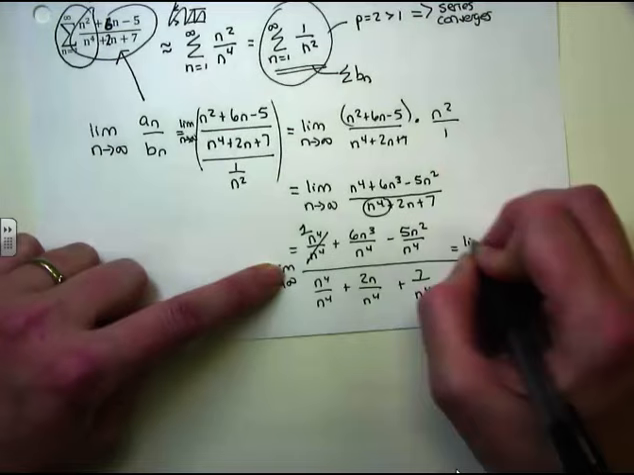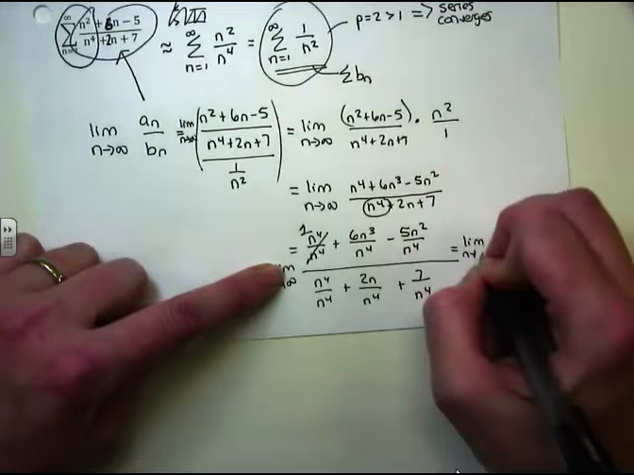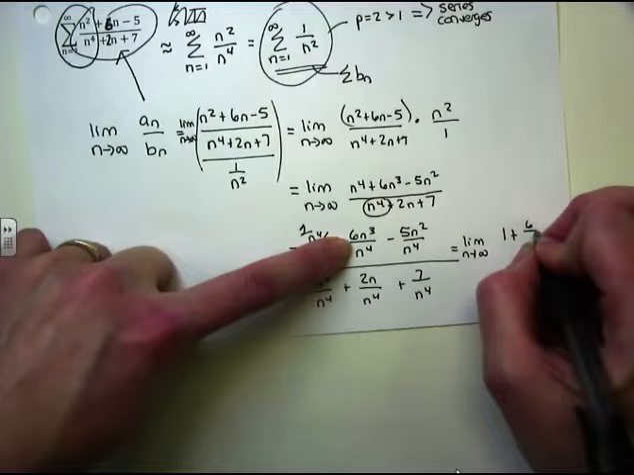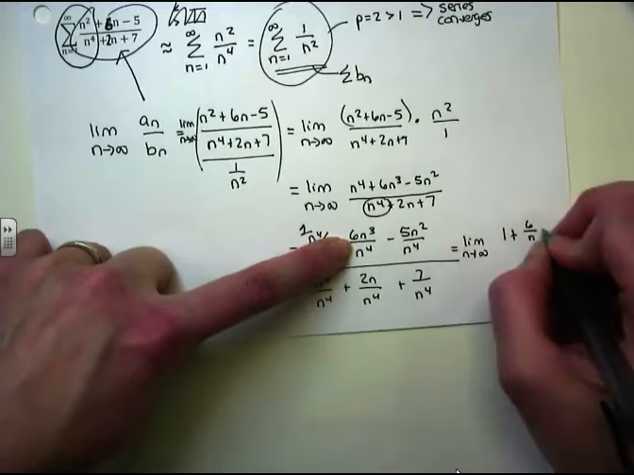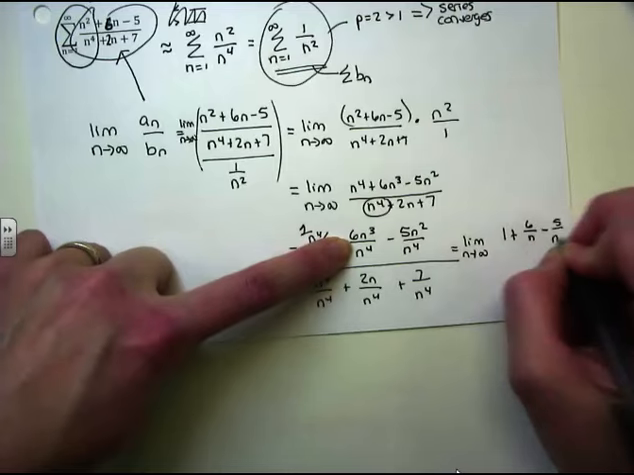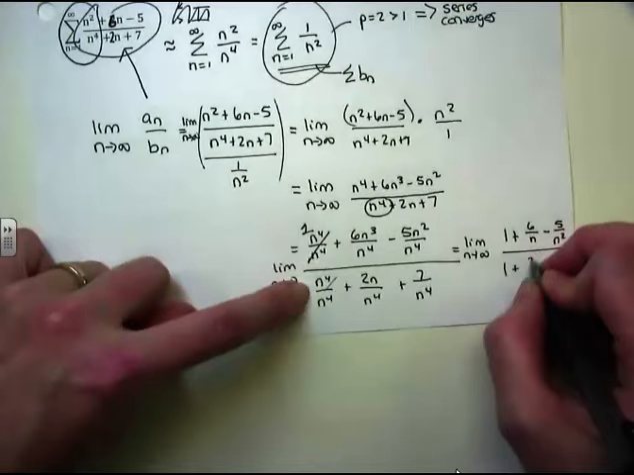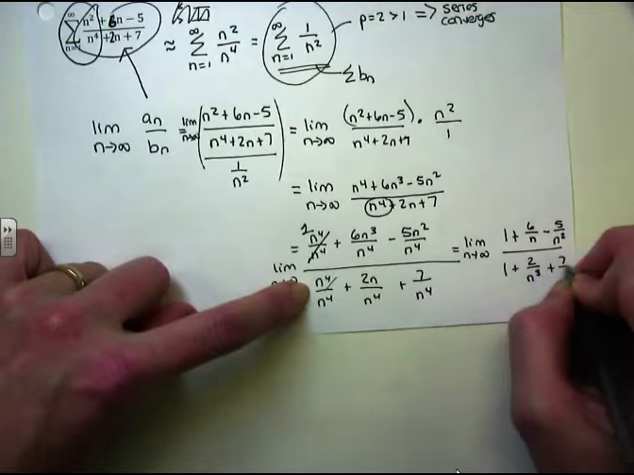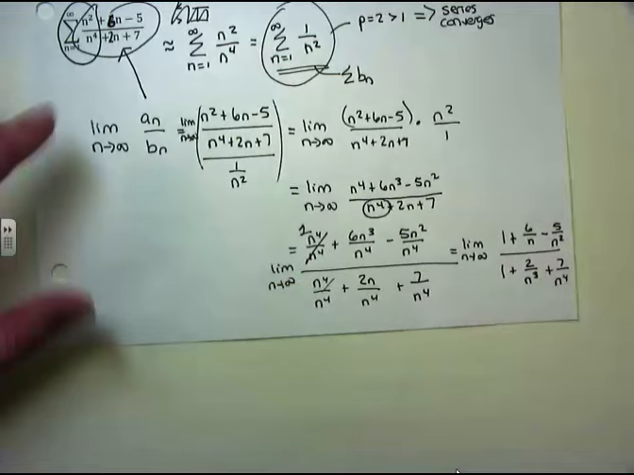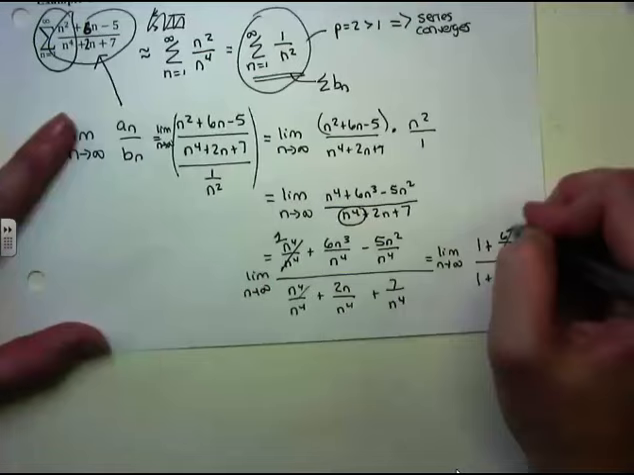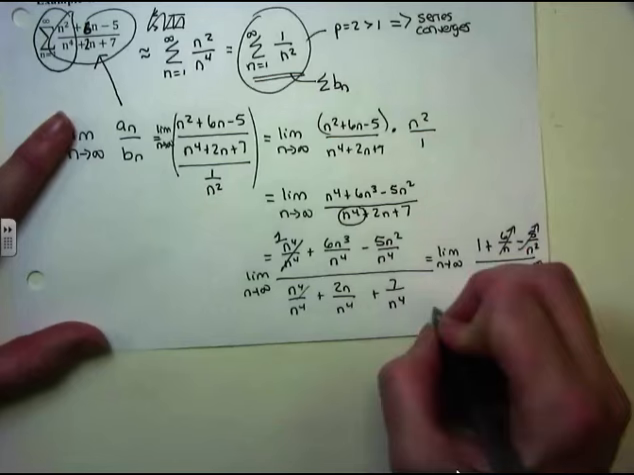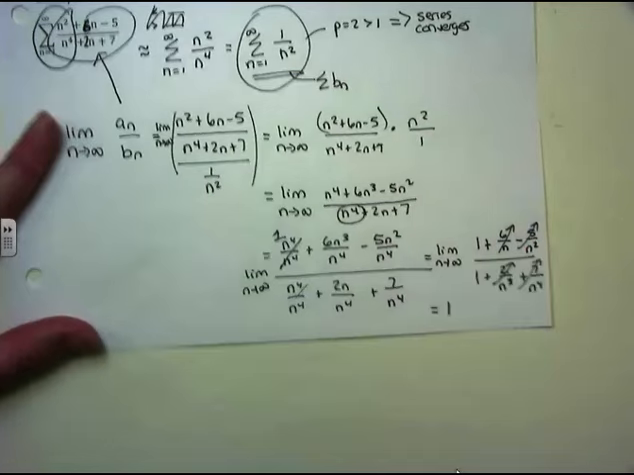Let me write it. Plus, here I would have 6 over n minus 5 over n squared, divided by, again, another 1 plus 2 over n cubed plus 7 over n to the fourth. As n goes to infinity, each of these fractions is going to 0, meaning your limit is 1 over 1.